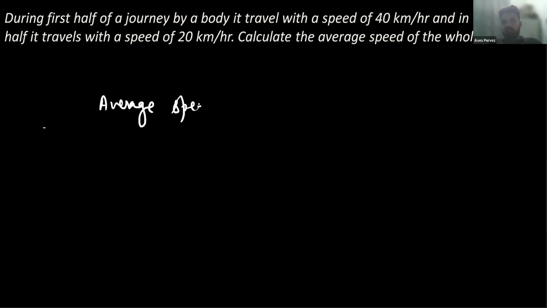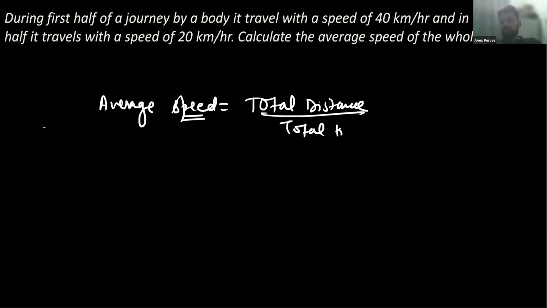Average speed is equal to total distance upon total time. Got it? What is average speed? Total distance upon total time. Okay. So here you see that it is total distance upon total time.